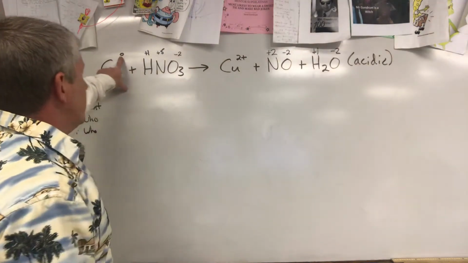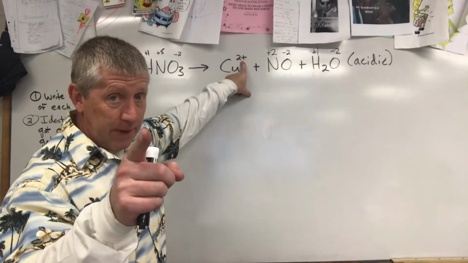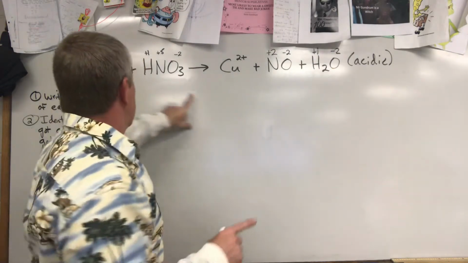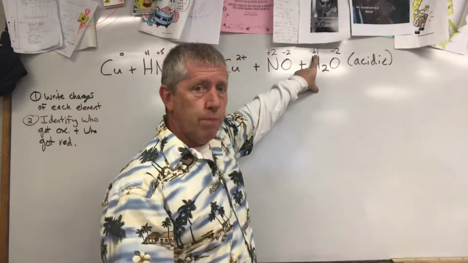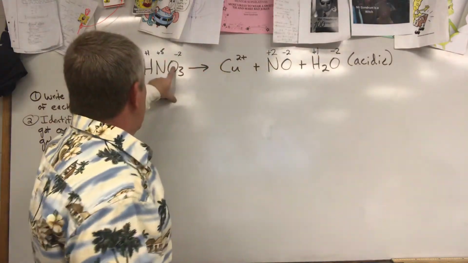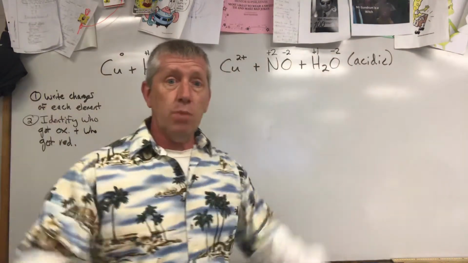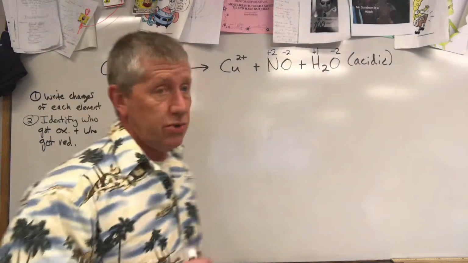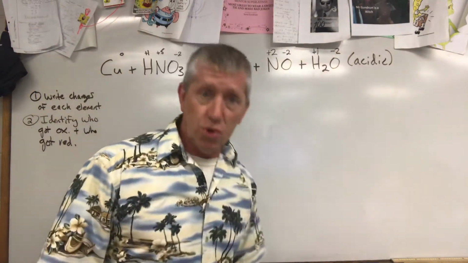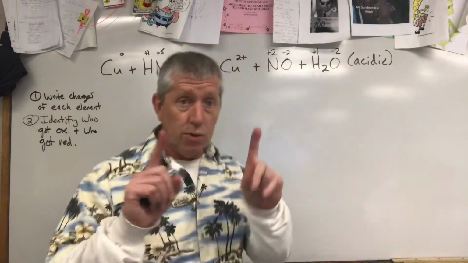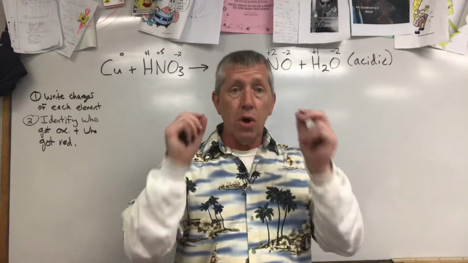Copper went from a 0 to a positive 2. That changed. Something happened there. That's either an oxidation or a reduction. Let's check out the hydrogen. Positive 1, positive 1. No change. Nope, you're not it. Oxygen, negative 2, negative 2, negative 2. Oxygen, nope, not it. You did not undergo oxidation or reduction. Nitrogen, positive 5, positive 2. You changed. We have 2 things that changed. Remember, we're going to have something oxidized and something reduced. We've got 2 things which have undergone change.